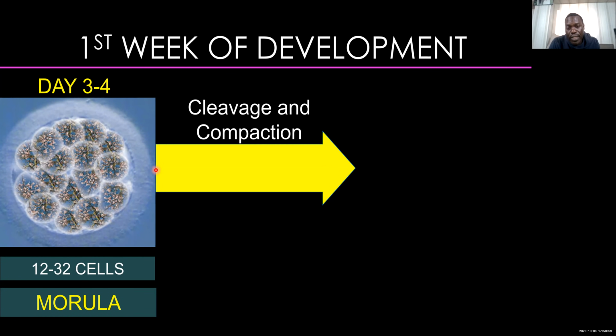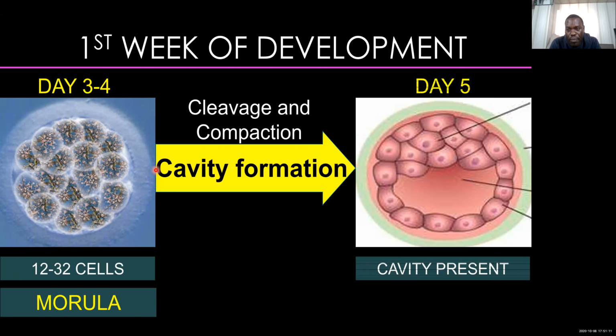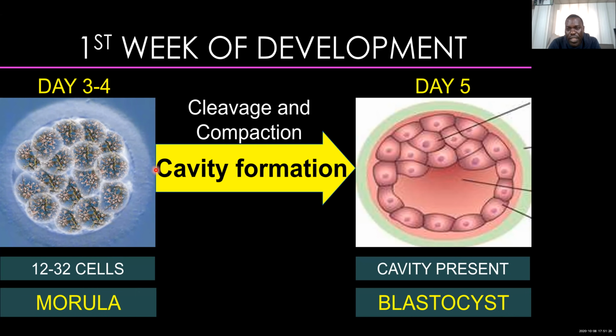To add to that, something drastic also happens. A cavity forms within the morula. This cavity appears on the 5th day. This cavity contains some water. When that cavity is present, we do not call it the morula anymore. We call it the blastocyst. So on the 5th day, we have a structure we are calling the blastocyst. Also note, the zona pellucida is still intact at this stage.